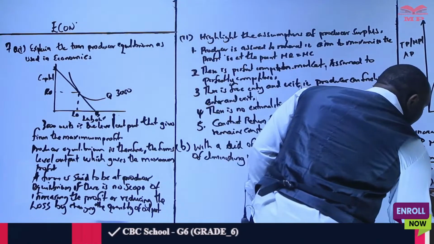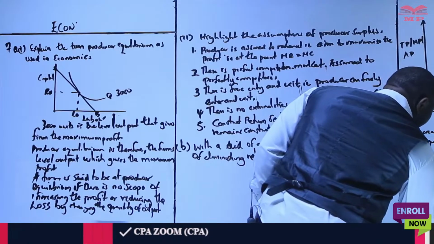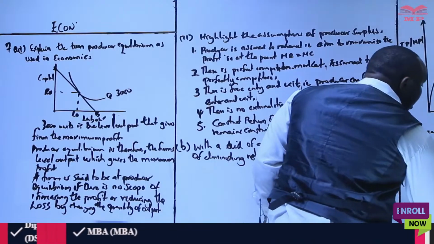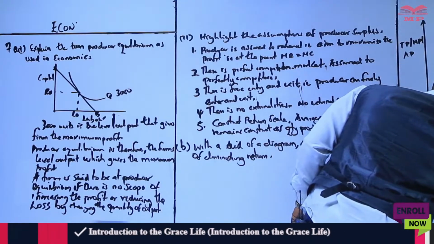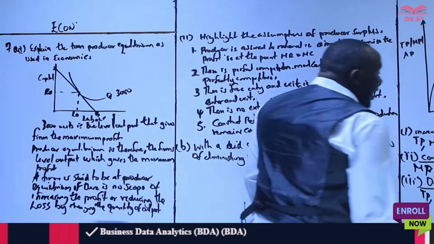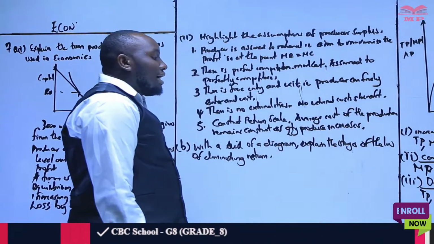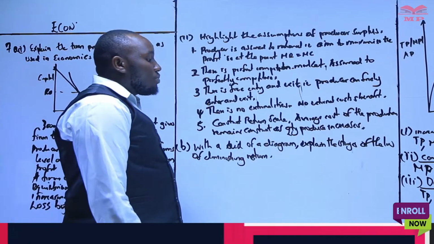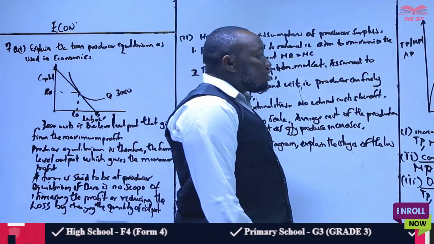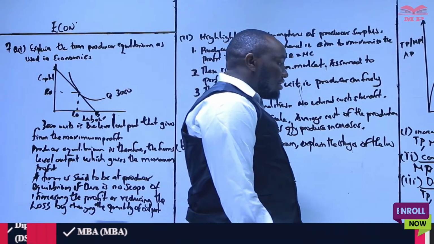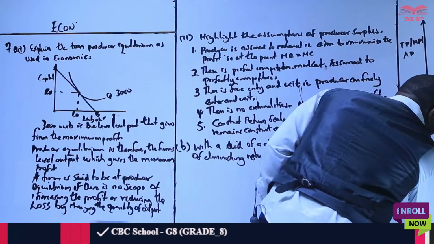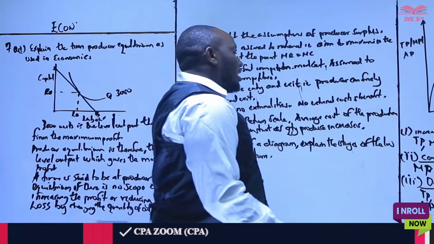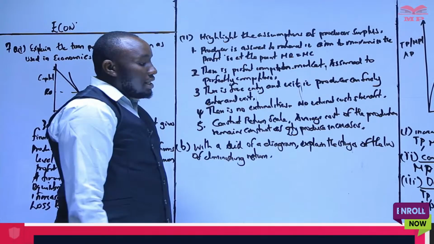So we see TP, AP, and MP are decreasing. When we add a variable factor, which is labor, to a fixed factor of production, which is land, total product, average product, and marginal product are all decreasing. But we can see also MP becomes negative, which is inefficient. MP is negative even at that stage.